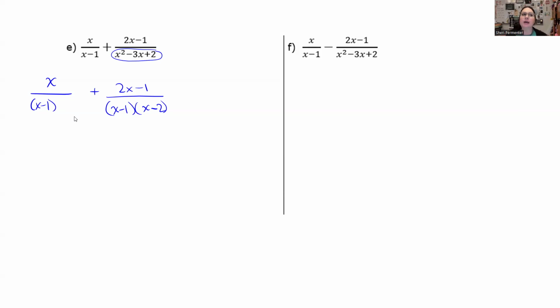So as I look through for my lowest common denominator, this one has x minus 1 and x minus 2, but this one only has an x minus 1. So this one is missing the x minus 2.